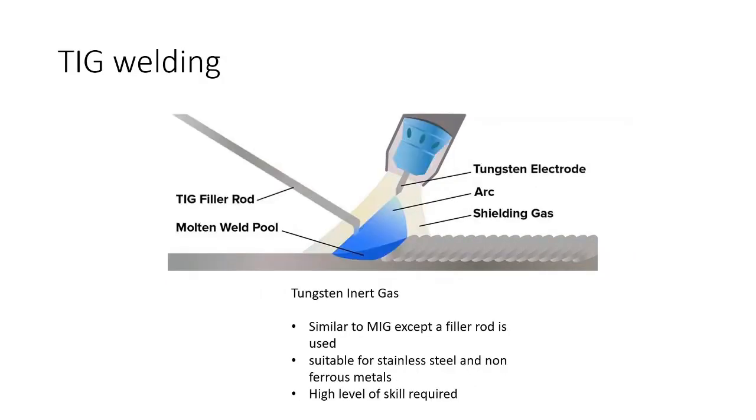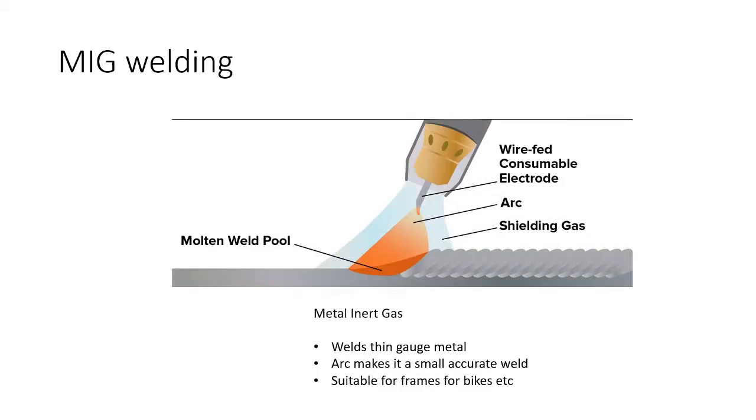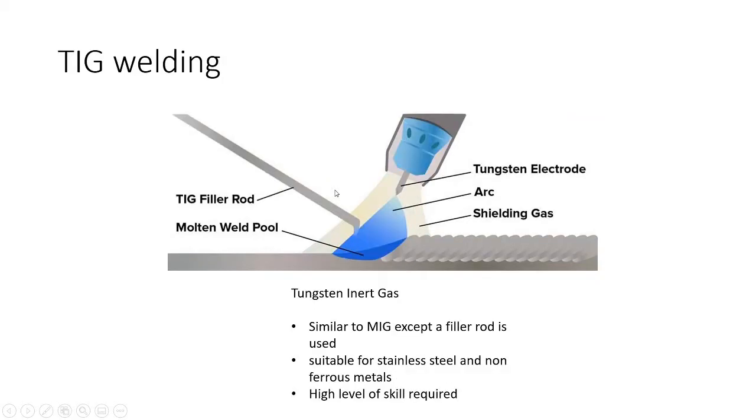Your next one is TIG. It works pretty much the same way, but the key difference is that with MIG, the wire is fed through the actual tube, so you can do that with one hand. With TIG, you have to have the rod in a separate hand, so it's a lot more difficult because it requires a lot more skill and a steadier hand. So TIG welders are very skilled individuals. It's used a lot on stainless steel, non-ferrous metals, and aluminium.